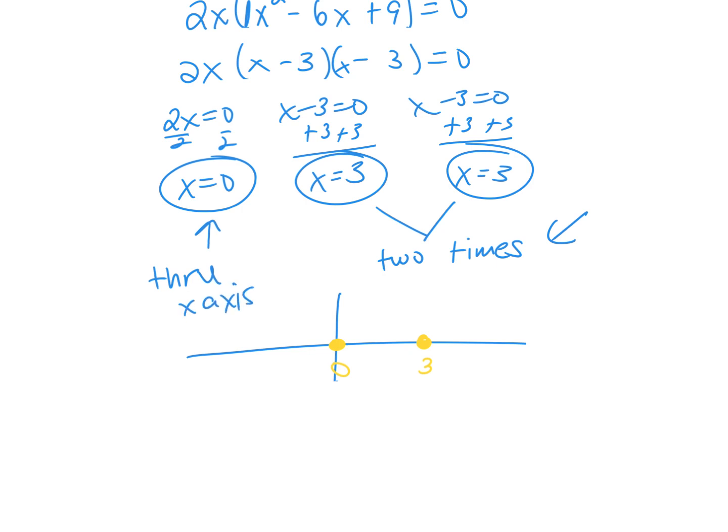If you have the same number multiple times that's even, like I have the same thing 2 times, 4 times, 6 times, what's going to happen here is it's going to, we say, touch and turn. Another way you can say it is that it bounces off the x-axis.